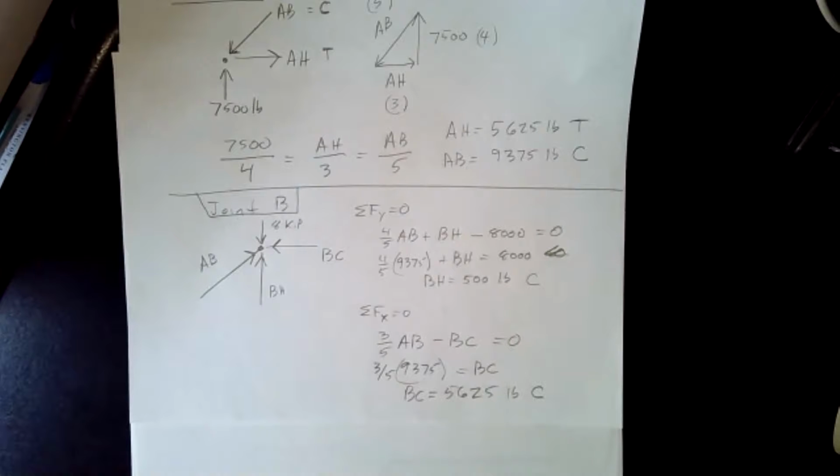Any questions so far? Make sense? Professor, at joint A, you said AH is in tension, so that means at point H, that would be compression if you're looking at it from the A perspective. No, it's still in tension. It has to be. When one member is in compression or tension, it's like that for any joint it touches.